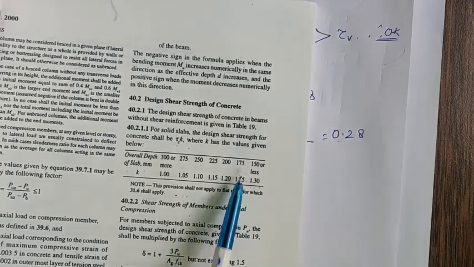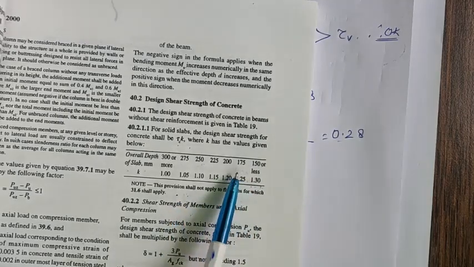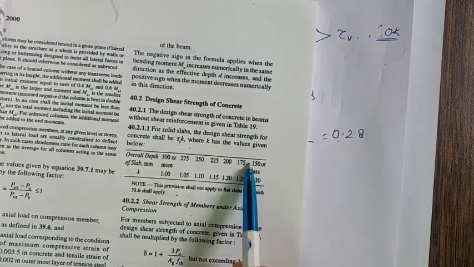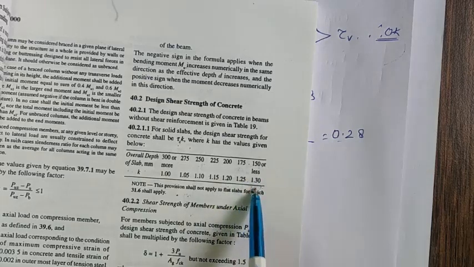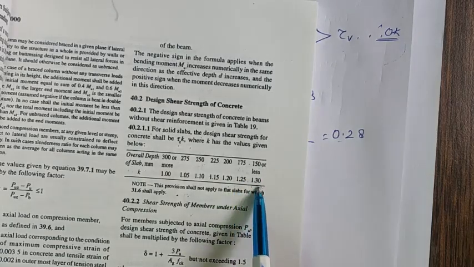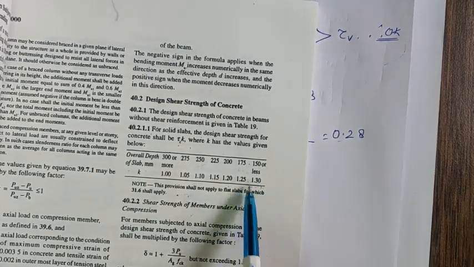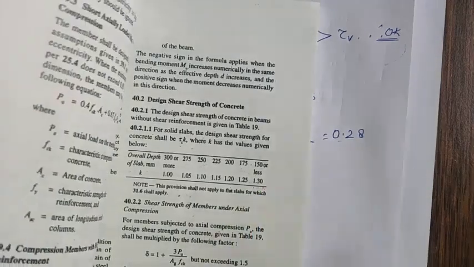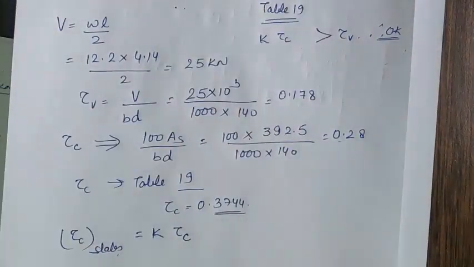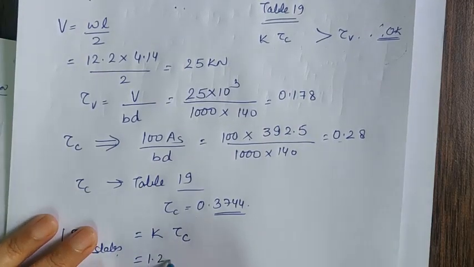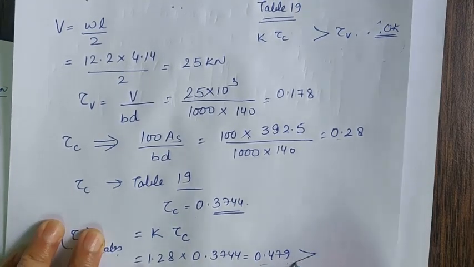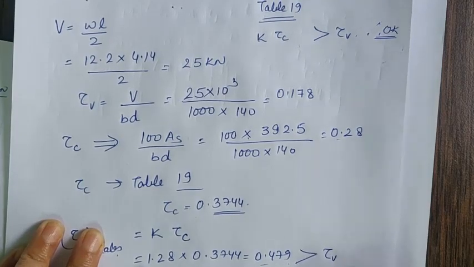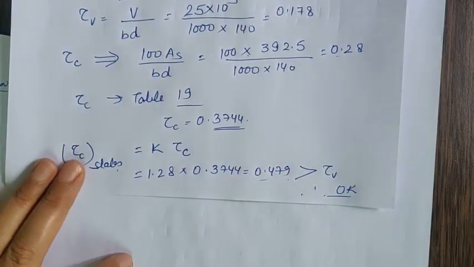Now we have overall depth to be 165. So it is between 150 and 175. So we will take the value between 1.25 and 1.3. Let me take the value of 1.28. Okay. So K is 1.28 into 0.3744. It is 0.479. This is greater than tau V. Therefore, the system is safe in shear.